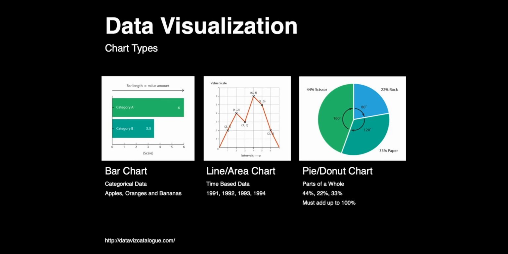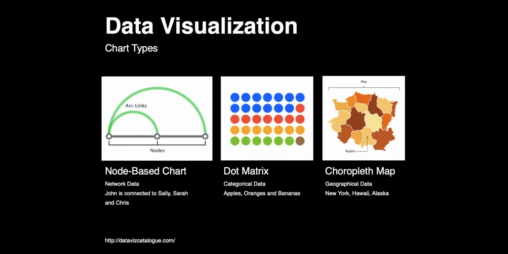But there are a number of chart types that work best with certain types of data. So bar charts are best for chronological data. Line and area charts are best for time-based and interval data. Pie and donut charts are parts of a whole and always have to add up to 100%. Node-based charts take network data and find connections. Dot matrix is categorical, and choropleth maps take geographic data and change the colors of the shapes based off of the numbers.